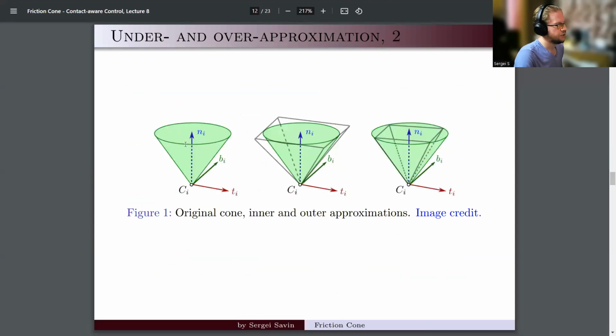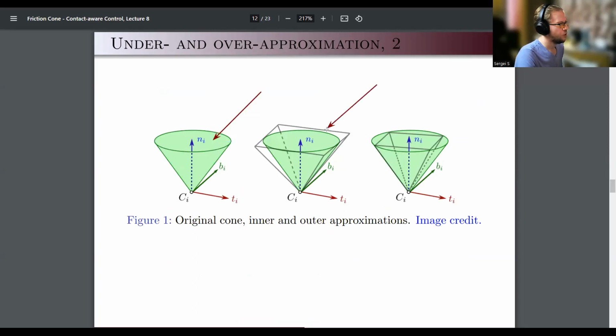Let's look at it. Here's just a better illustration of what I was drawing. This is the original cone, the over approximation, and the under approximation. The tangential directions, what I call T1, T2, and the normal direction here.